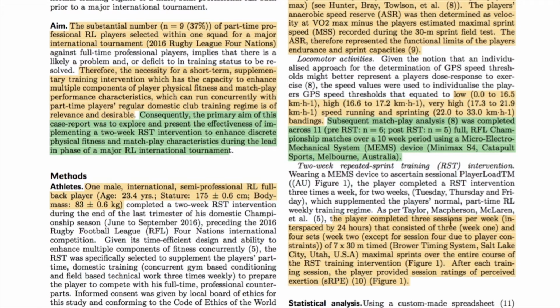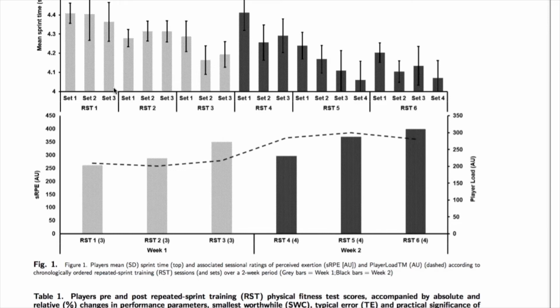Our player completed 3 sessions per week that consisted of 3 and 4 sets on week 1 and week 2 of 7 times 30 meter timed sprints with 30 seconds recovery in between, of which we took down his mean sprint time for each set, took a session RPE, and we also had him wearing one of the GPS units with a MEMS device to take down his player load.